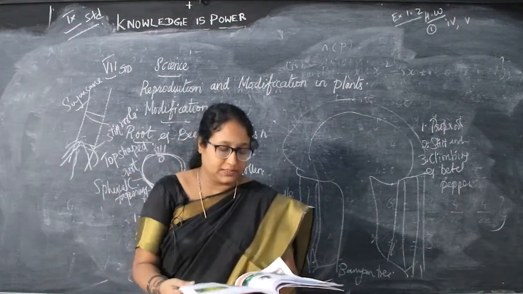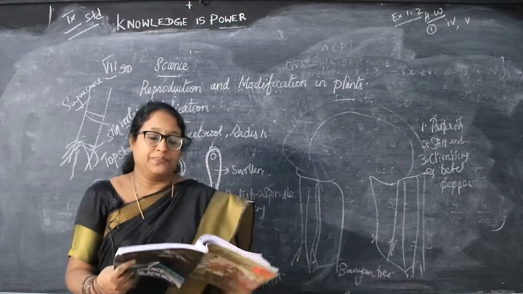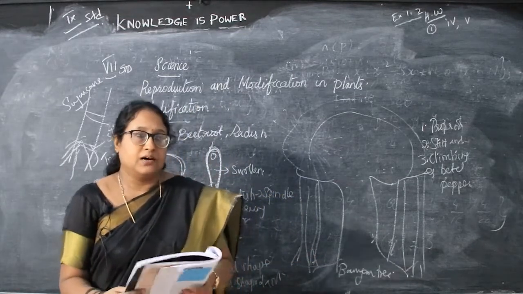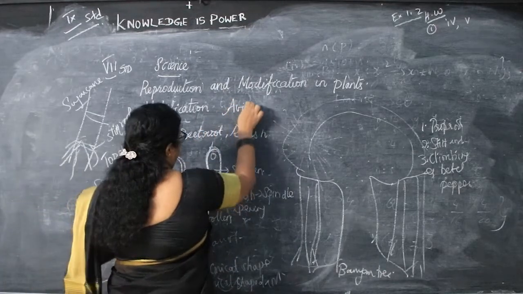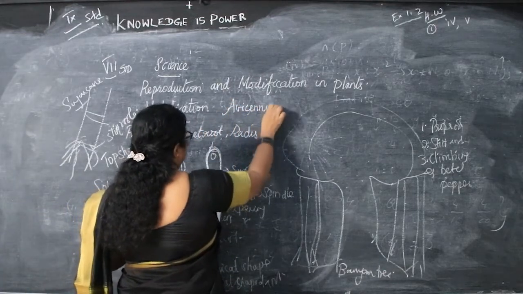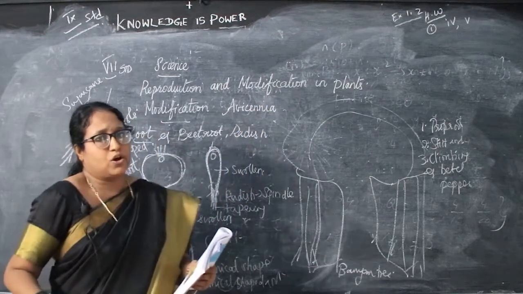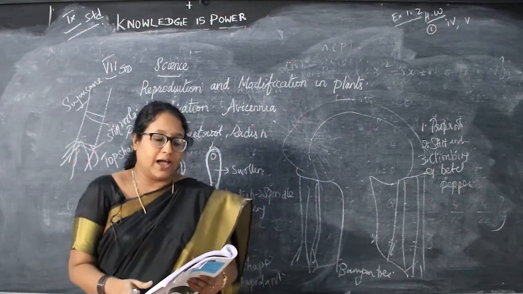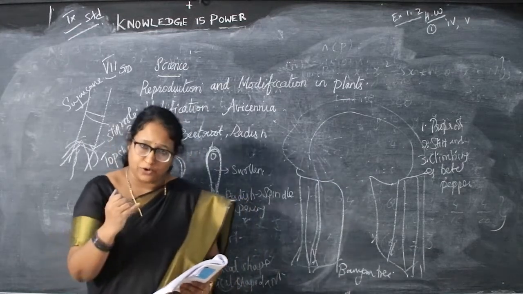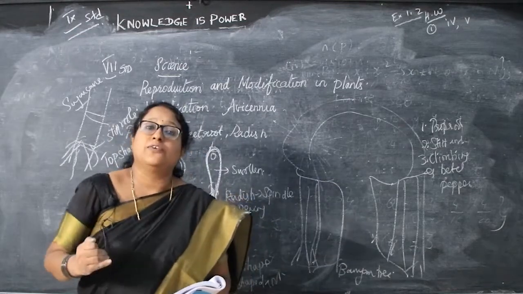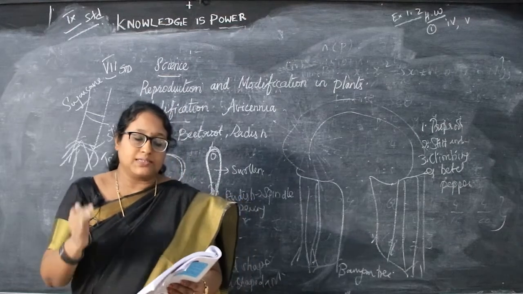Then breathing roots or respiratory roots. So what is breathing roots? For example, a tree called Avicennia. What is the name? Avicennia. It's a tree which grows in the mangroves or the swamps. Here they have roots which are seen above the ground, where actually the roots are found under the ground, but here the roots are found above the ground. Here the roots are straight.